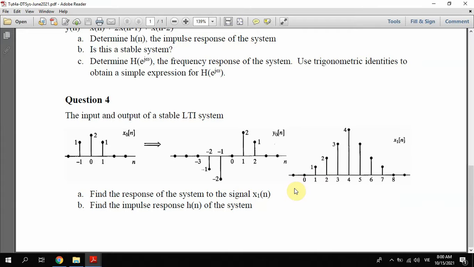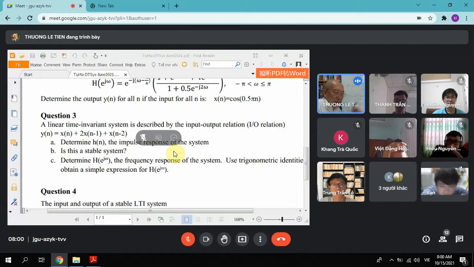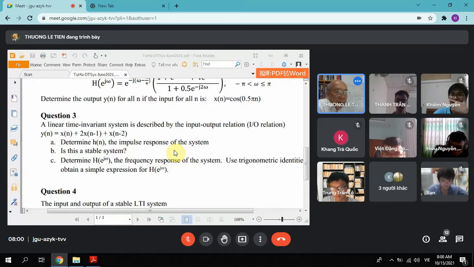Okay, let me explain in Vietnamese, so you can remember easily. The FIR system is always stable, because there are no recursive terms. Whereas the IIR has poles, so we have to examine whether it is stable or not. But the case of the FIR is always stable.